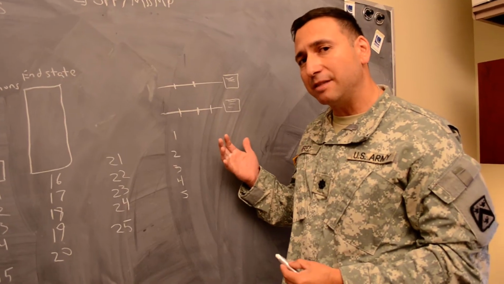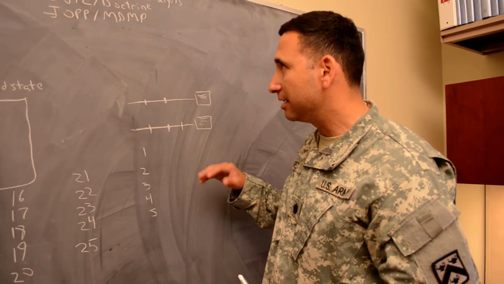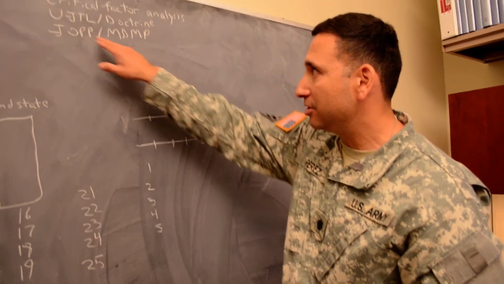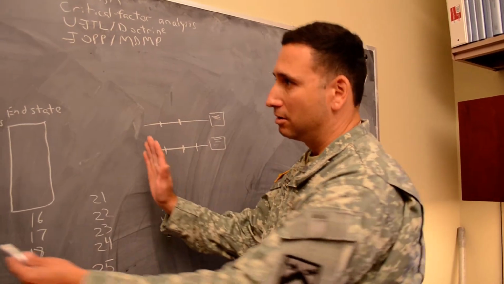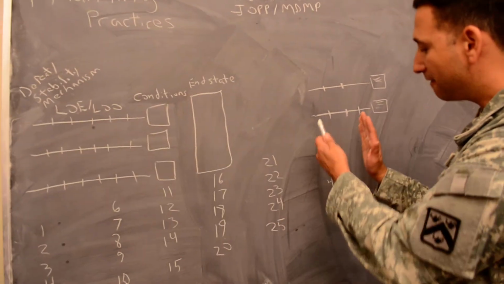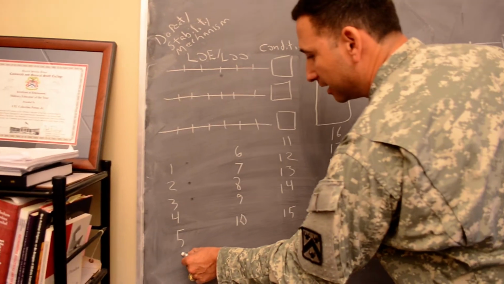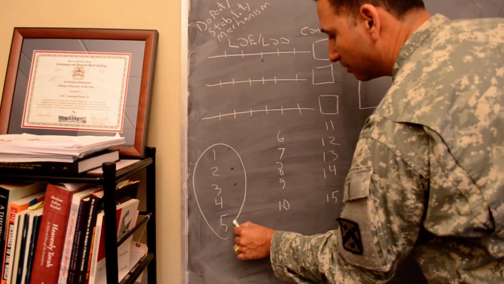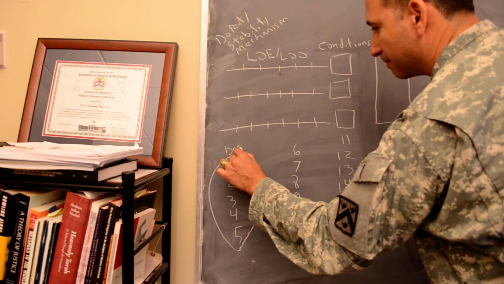This is a good starting point for the planning staff to get on with the process of detailed planning with JOPP or MDMP. So we now know, with our operational approach, where 5 of these objectives are going to come from. So we can circle these right here. These objectives 1 through 5 come from design.